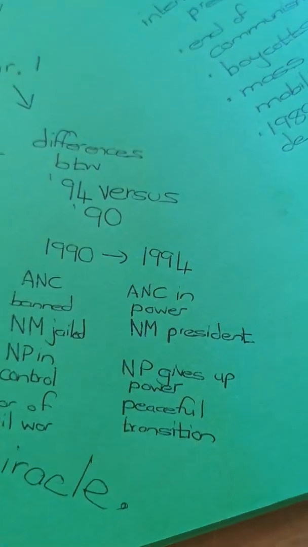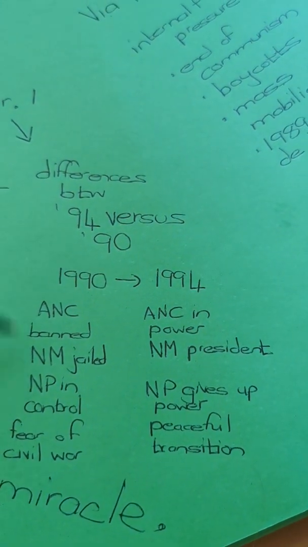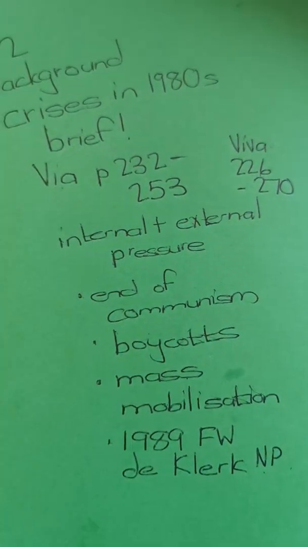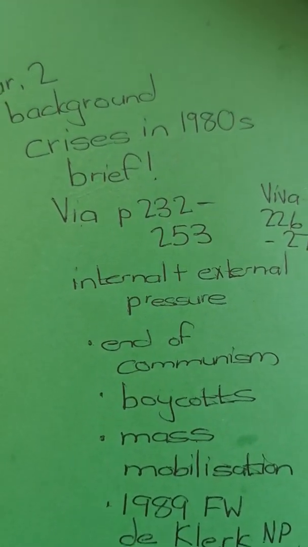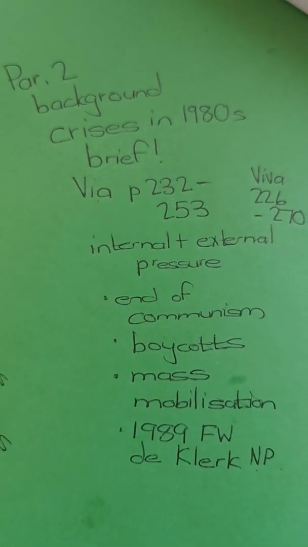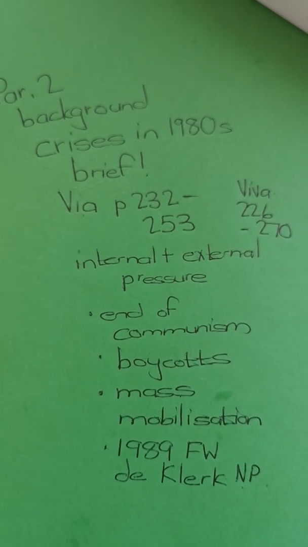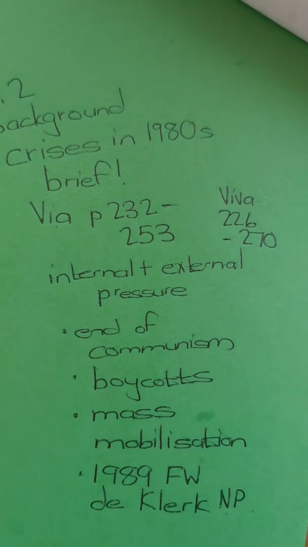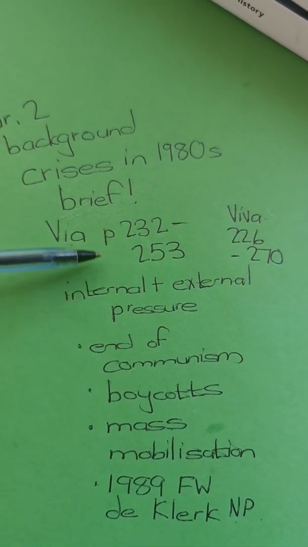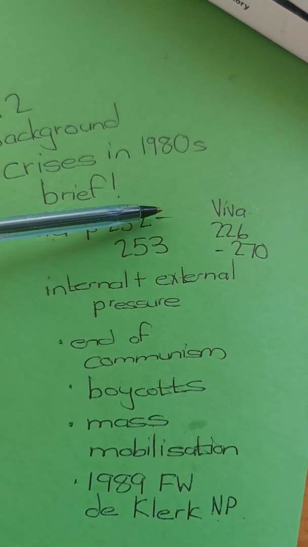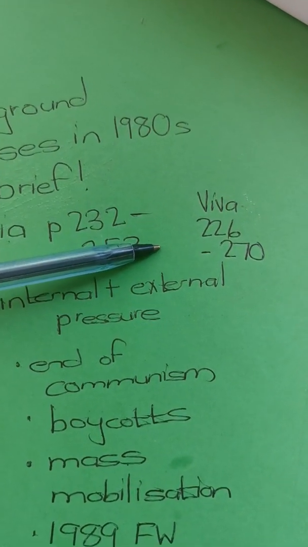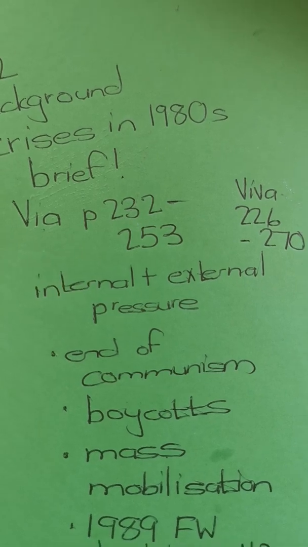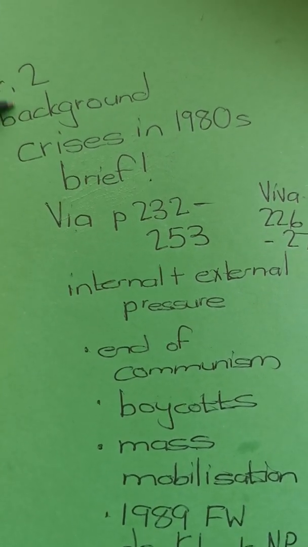Now, that's paragraph 1. We're going to say some of the definitions. We're going to give some differences, and then we're going to move to paragraph 2. Now, there's a lot of content here, so we have to keep paragraph 2 very, very short. It's a background paragraph. I would suggest that you go and read VIA, page 232 to 253, and VIVA, page 226 to 270. Go and read those pages. Just skim read them, and that's going to give you an idea of the background.